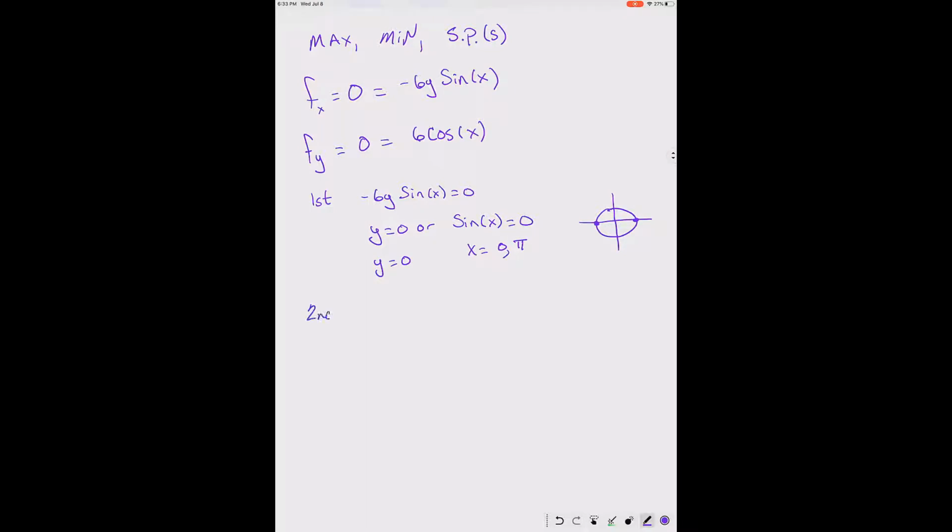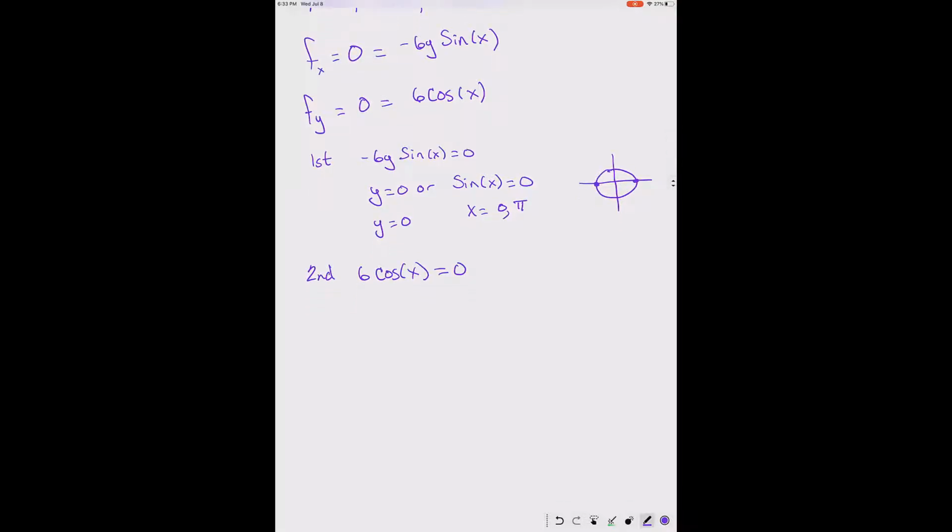Second, I have to look at where 6 times the cosine of x equals 0. When I solve that, I get cosine of x equals 0. So where is the cosine of x equal to 0? Cosine is the x-input on the unit circle, so it would be these two places, x equal to pi over 2 and 3 pi over 2. So those are the points that I need to check.